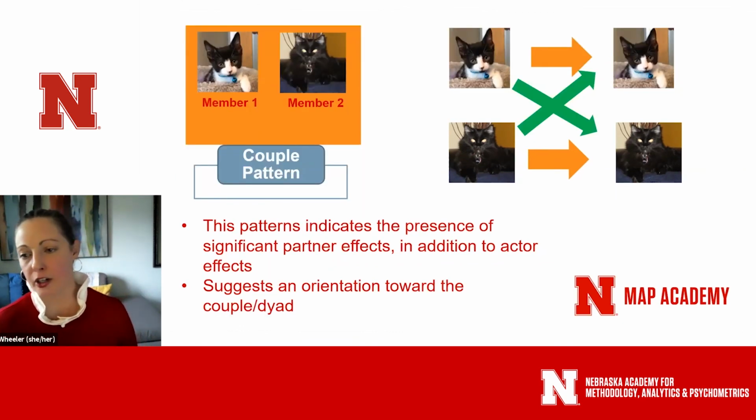A couple pattern occurs when there is the presence of significant partner effects in addition to actor effects for either or both dyad members. So overall, this pattern is indicating a focus on the couple or the dyad above and beyond the individual.